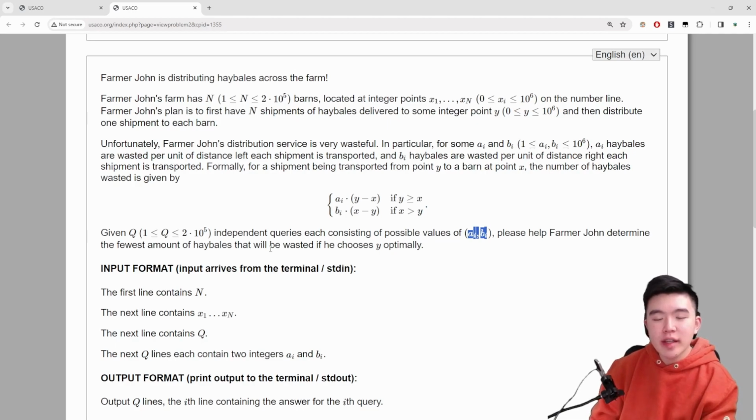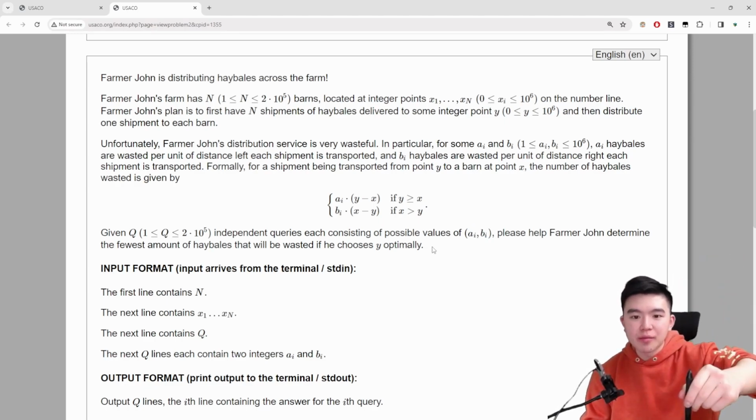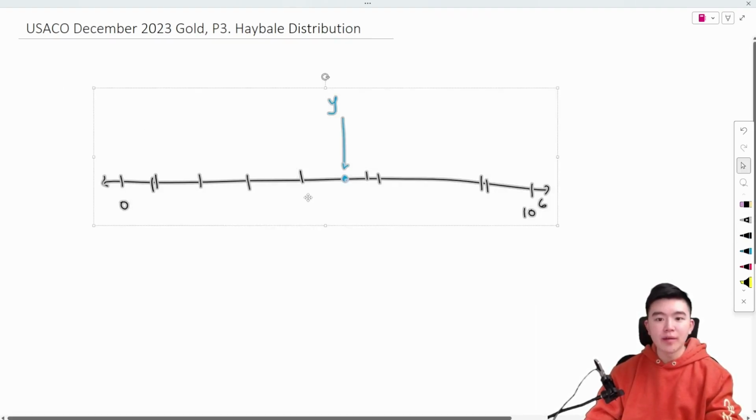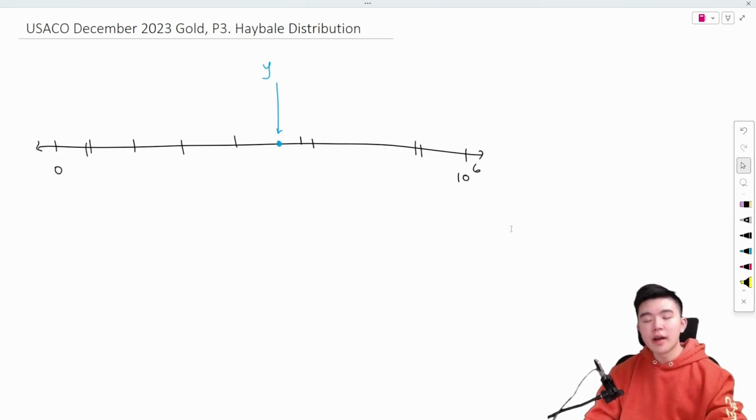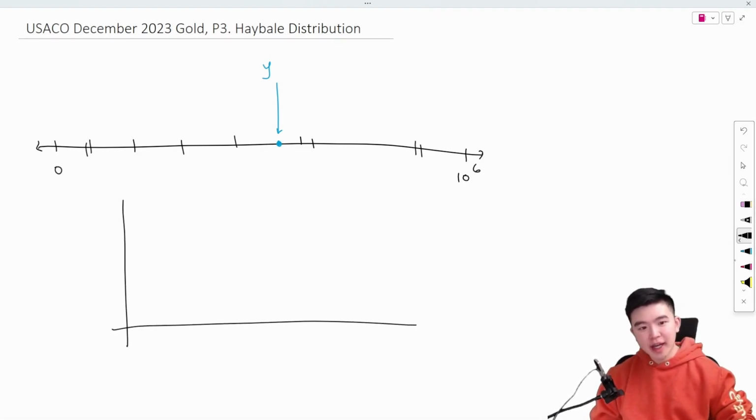We're going to be given Q different queries where for each query we're going to get a value of Ai and Bi, and then we have to figure out the minimum possible wastage if we place y strategically. The overall strategy is we're going to find a fast way to compute for every single drop point the total number of hay bales wasted. If we know A and B, we're going to pre-compute all of that information ahead of doing any queries at all. And then it turns out the wastage graph actually kind of looks like this.